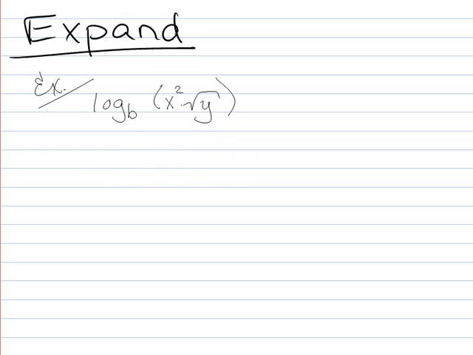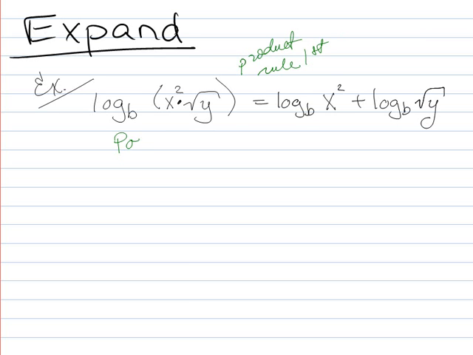So really what we've got is x squared times the square root of y. We can pull it apart using the product rule first, and we'll get log base b of x squared plus log base b of the square root of y.